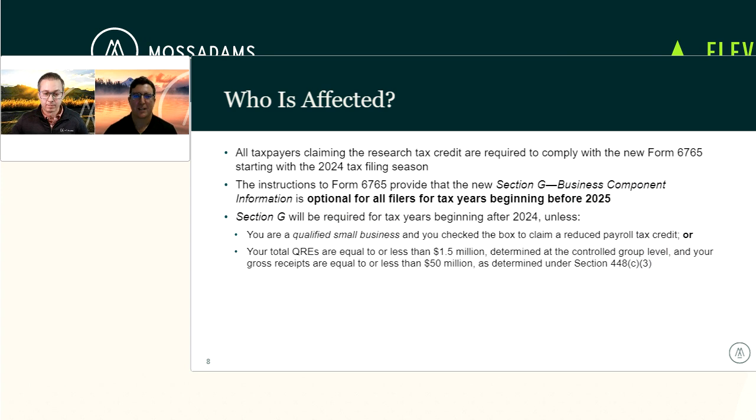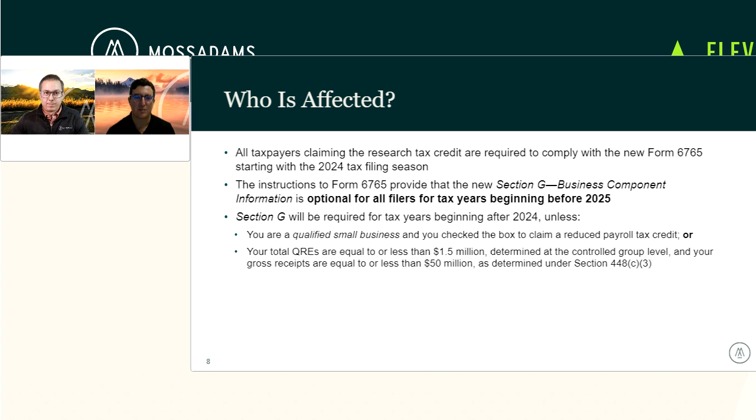Thanks, Travis. So let's start with clarifying who these changes apply to. So first off, the Form 6765 is applicable for any taxpayer claiming the research credit, first of all. However, there are some exceptions for one of the new sections, Section G, relating to business component information.